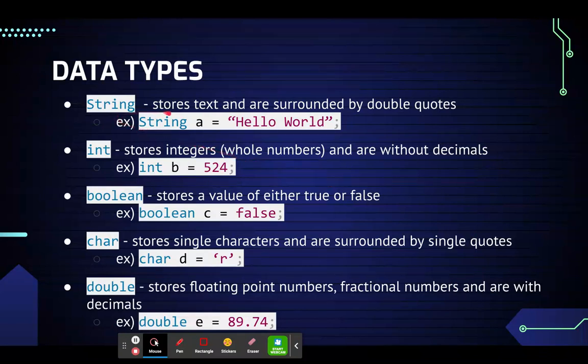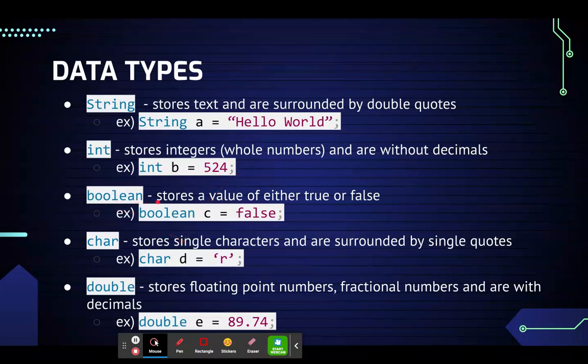So string, which stores text and is surrounded by double quotes. So the example I gave is string a equal to "hello world", which is surrounded by double quotes, and semicolon. Then we have int, which stores integers, whole numbers, and it's without decimals. So int b equal to 524, semicolon.